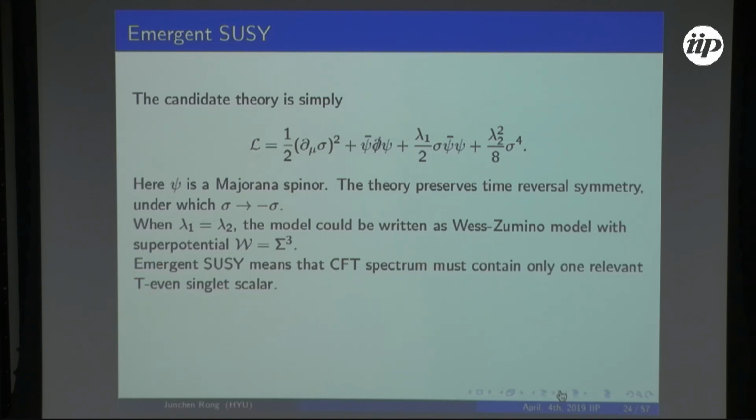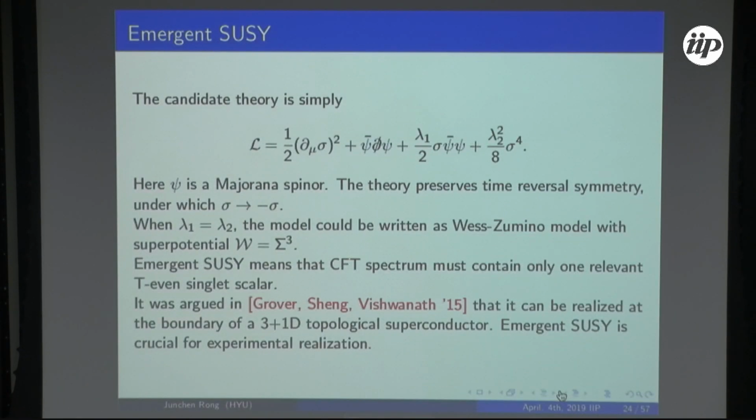So you can think about this: you build up some lattice system, maybe some material, that you tune temperature and reach the fixed point, and you discover that supersymmetry is emergent, enhanced. Okay, it was argued in this paper that it can be realized on the boundary of a 3 plus 1 dimensional topological superconductor, but it has been 4 years. I don't know if there's any chance of experimental realization. But again, emergent SUSY is important because you don't want to tune too many parameters in your experiment.